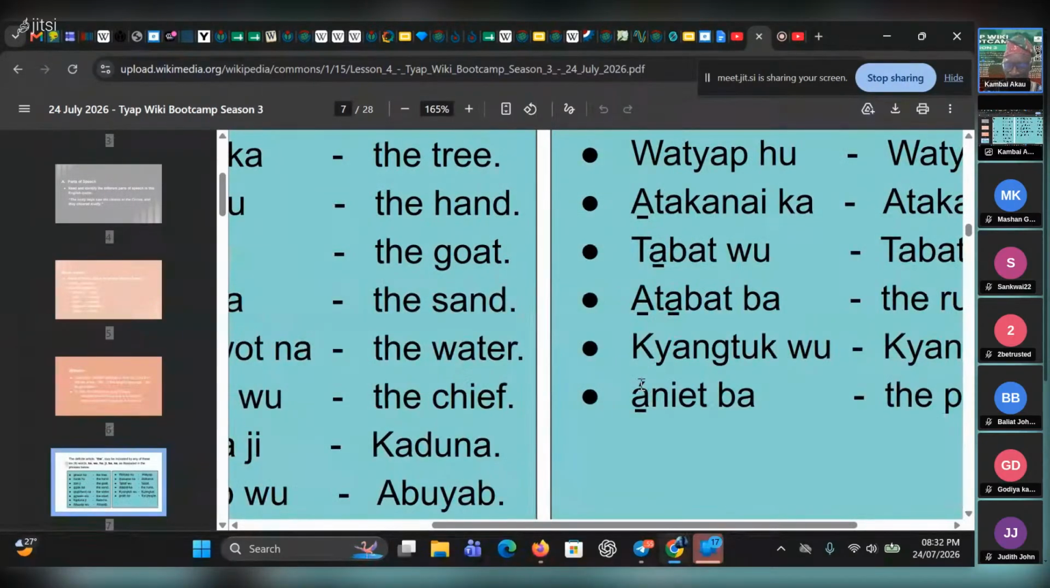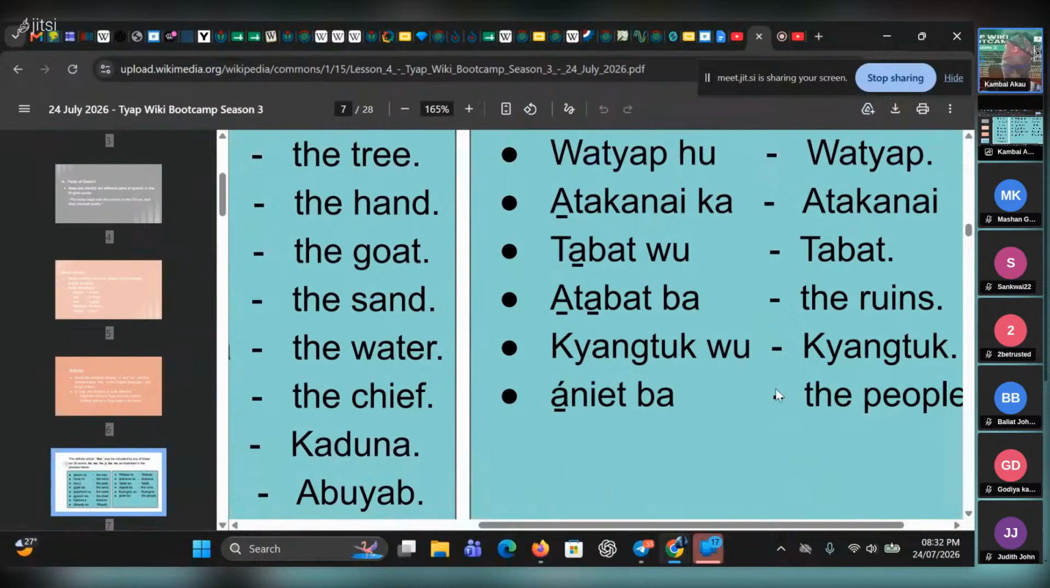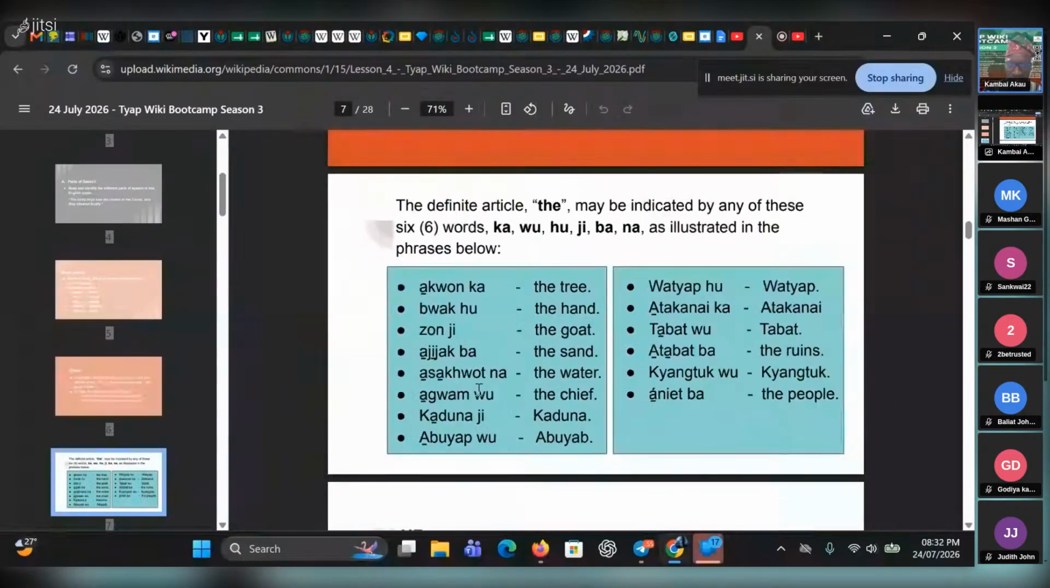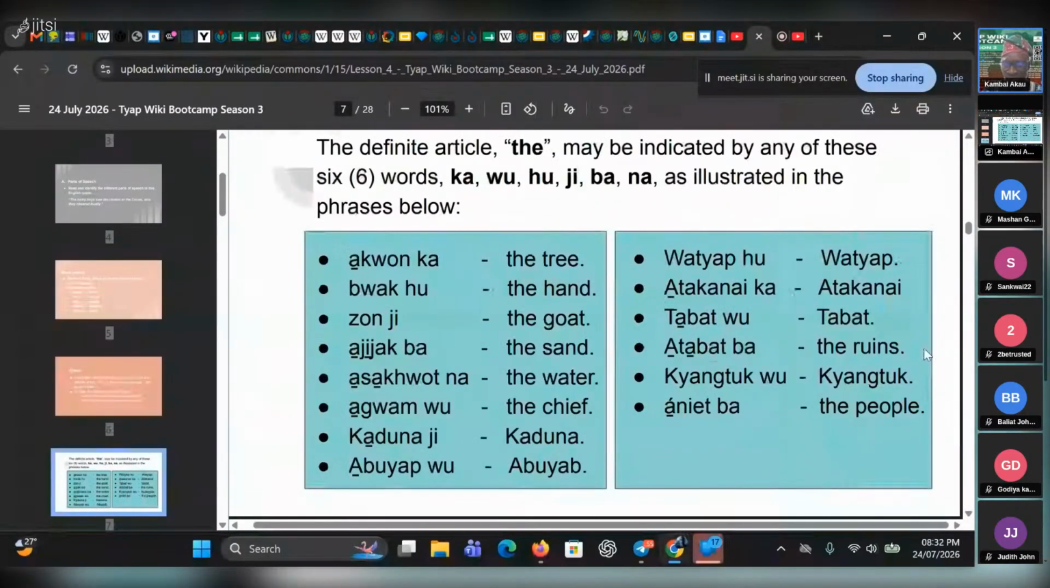So come to Wu, and then we have Ba. If you don't put this rising tone, it will become a singular. So we have a Wu. That's the person. So without the rising tone, it is the person. With the rising tone, the people. So always put your rising tone if it is the people you are talking about, and if it is a single person, don't put a rising tone.